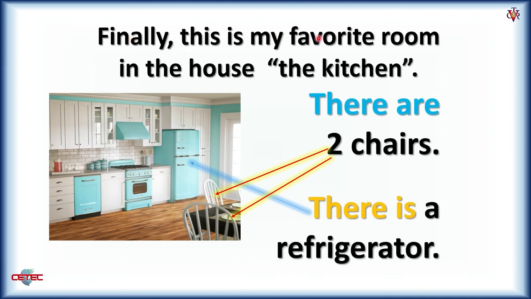Finally, this is my favorite room in the house, the kitchen. There are 2 chairs. 1 and 2. There is a refrigerator. Here, it's only 1. Don't forget, there are is for plurals. There is is for singular.